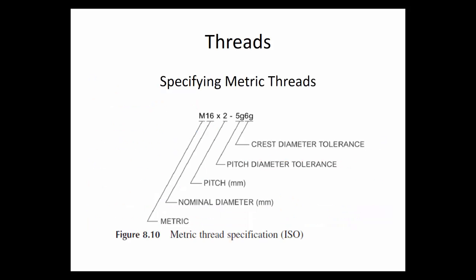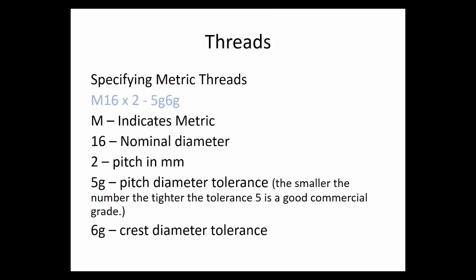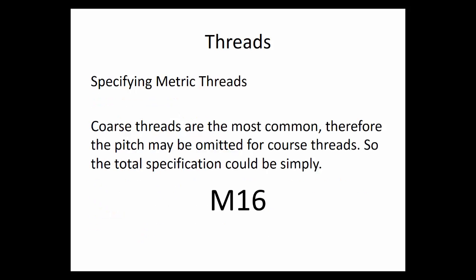Metric threads are specified by using the M designation followed by the nominal diameter, the pitch in millimeters, pitch diameter tolerance, and crest diameter tolerance. Review this metric thread specification. In some cases, you will only see the M16. In these situations, you must know that the pitch will be the most coarse pitch available for that size.